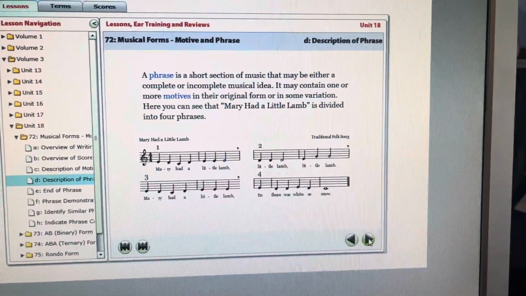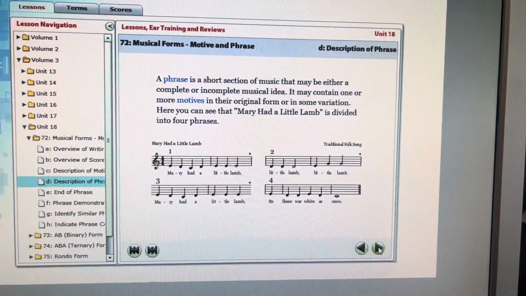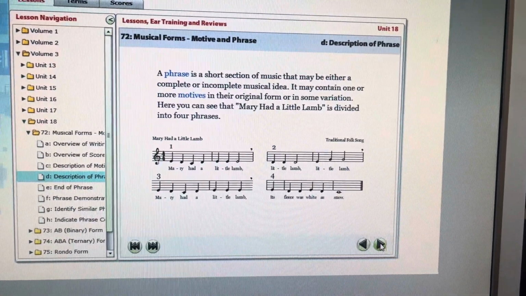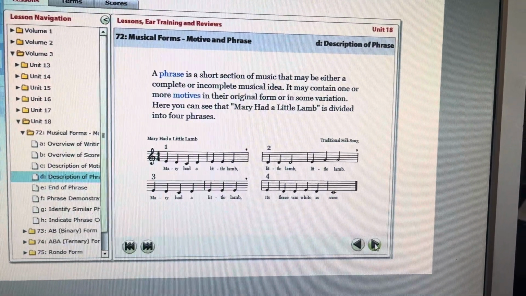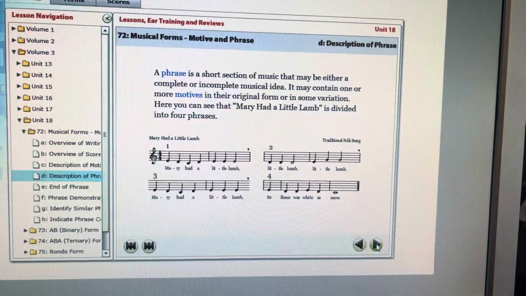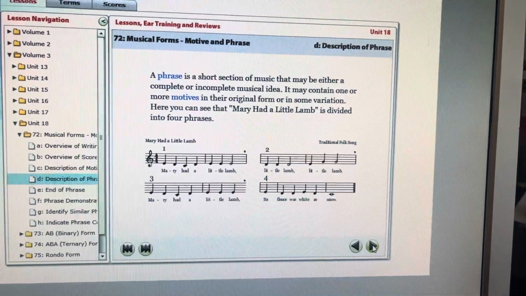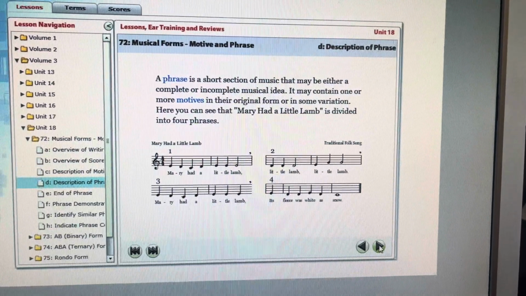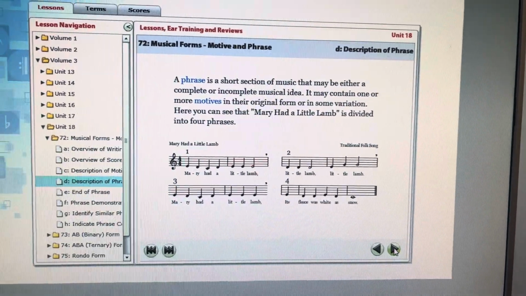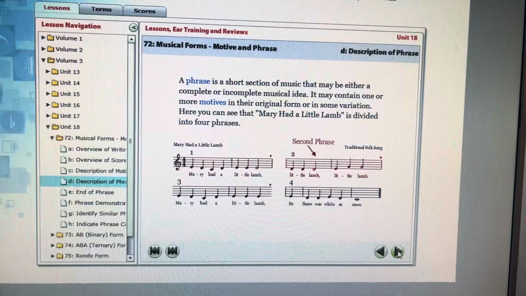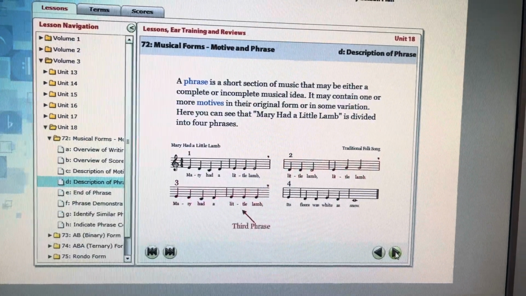A phrase is a short section of music that may be either a complete or incomplete musical idea. It may contain one or more motives in their original form or in some variation. Here you can see that Mary Had a Little Lamb is divided into 4 phrases. Right.